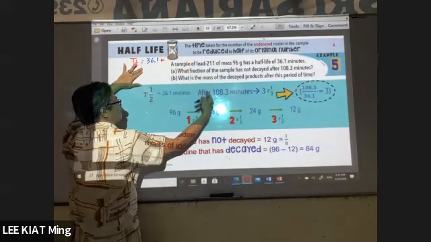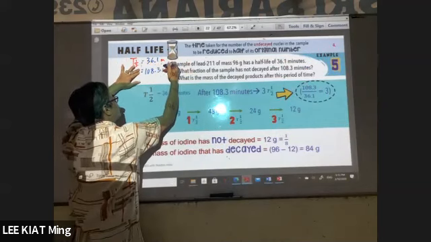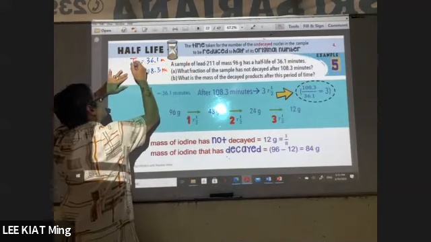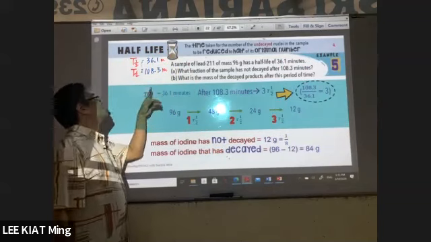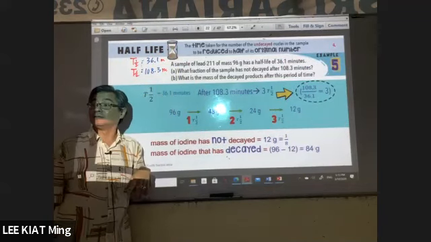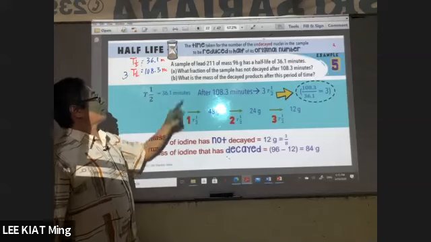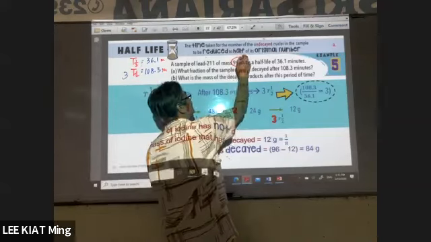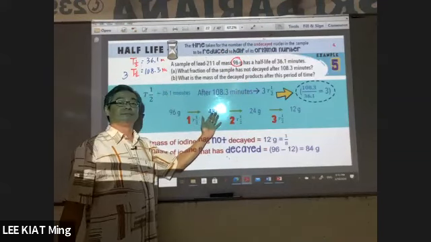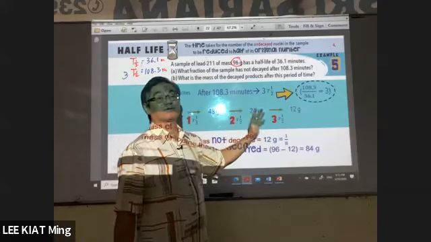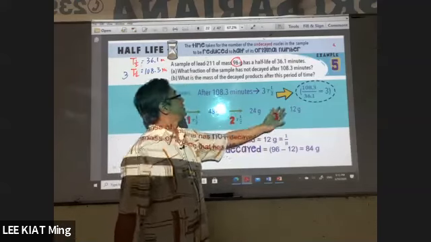Alright, now we have 108. No need calculator. Use your nose, you can smell. You know it's three times. Three times understood. You go 3 arrows, you start from 96. 1 arrow, half left, 48. 2 arrows, half left, 24. 3 arrows, 12 left. 12 left. This is your answer.